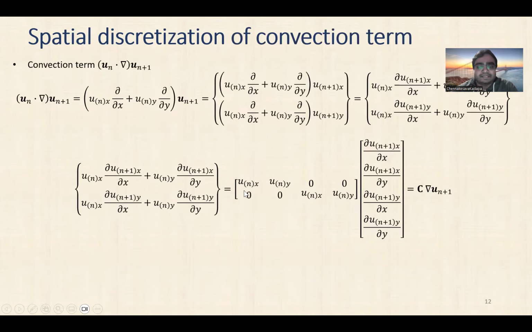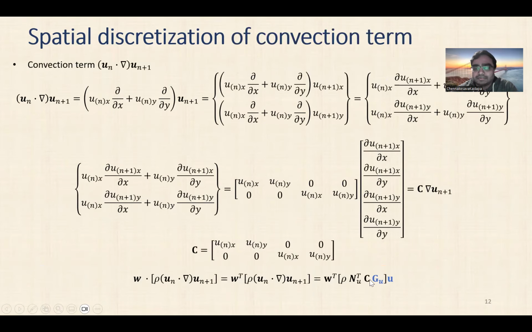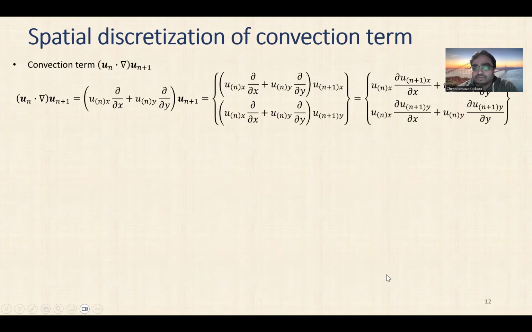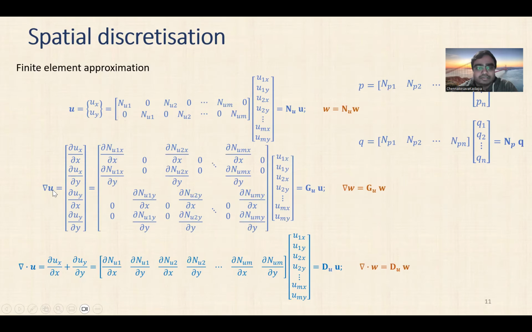By rewriting this in this fashion, this is a matrix C, which I'm denoting as C for convection, and this is our gradient of u at n plus 1. We know how to discretize del u. That would be GUU, right? So del u is GUU.